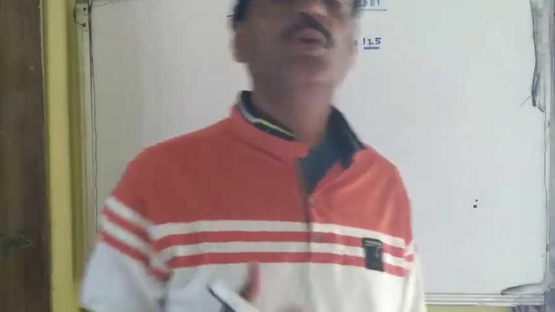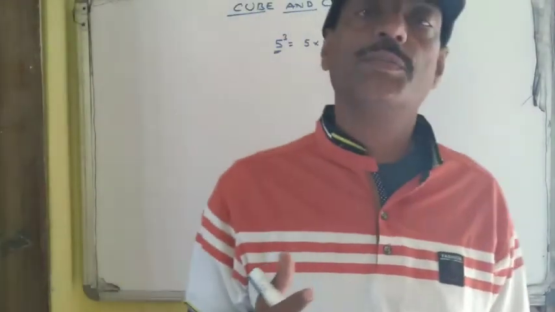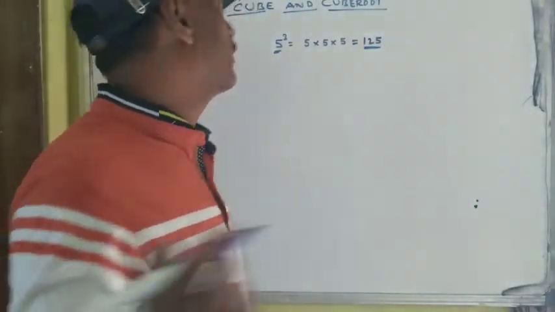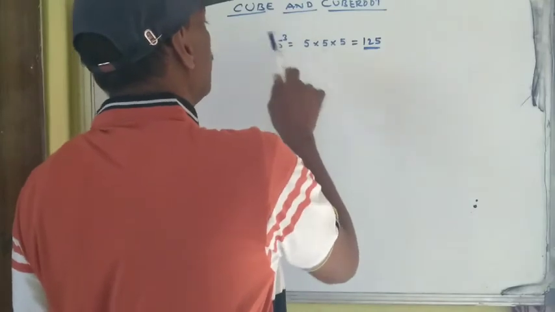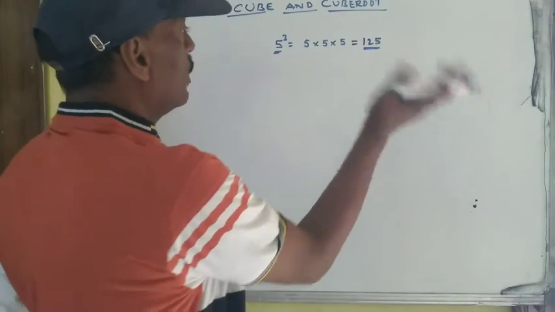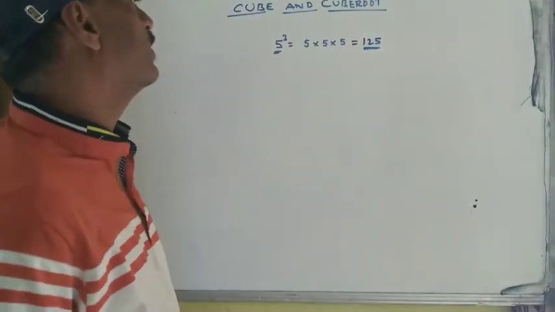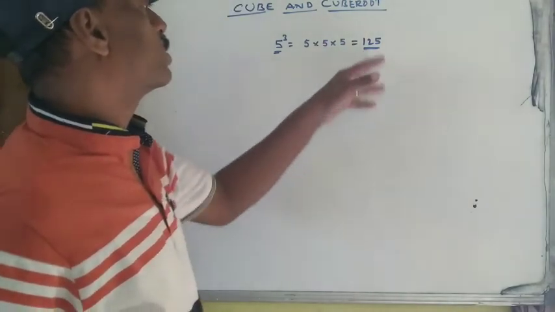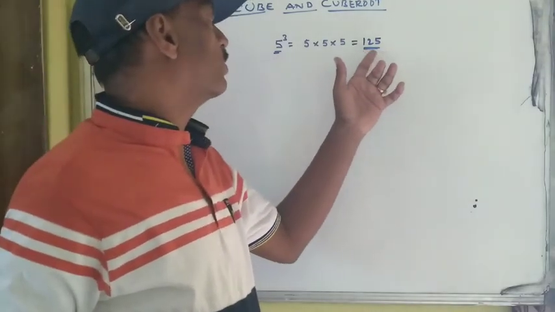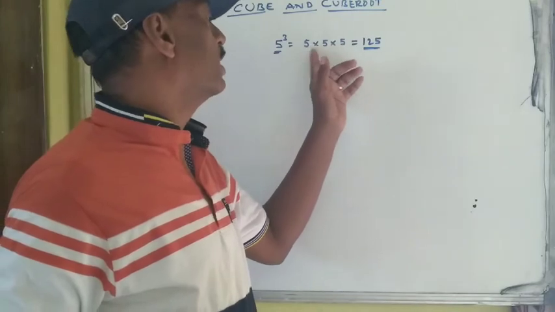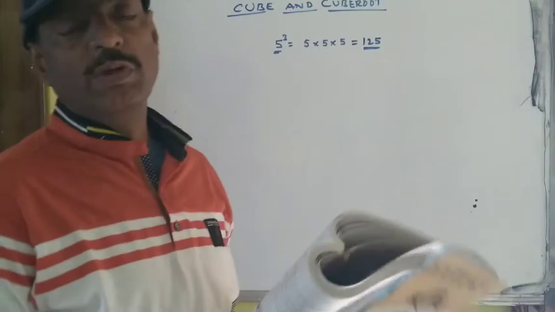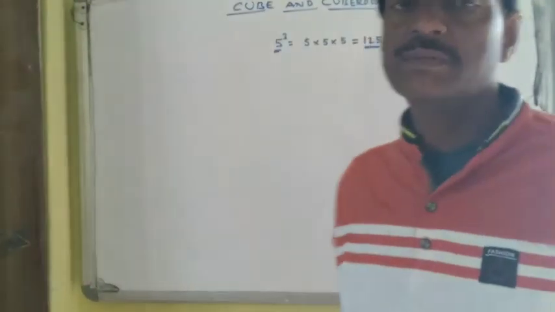And cube root is the inverse operation of cube. If we take the cube of 5, multiplying the same number 3 times, we get 125, and if the inverse operation is applied, we get the cube root of 125. You know that the factors of 125 are 5 into 5 into 5, so the cube root of 125 will be 5. We will discuss this in brief.